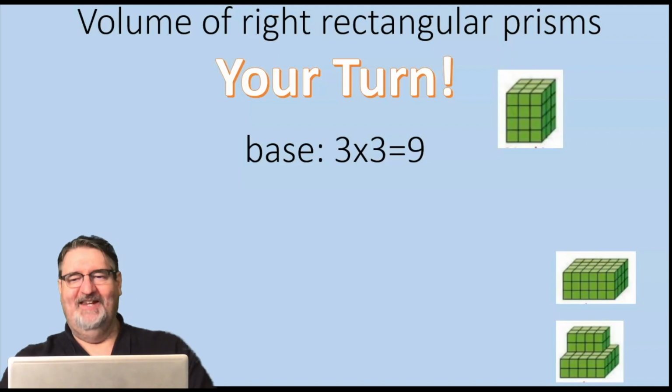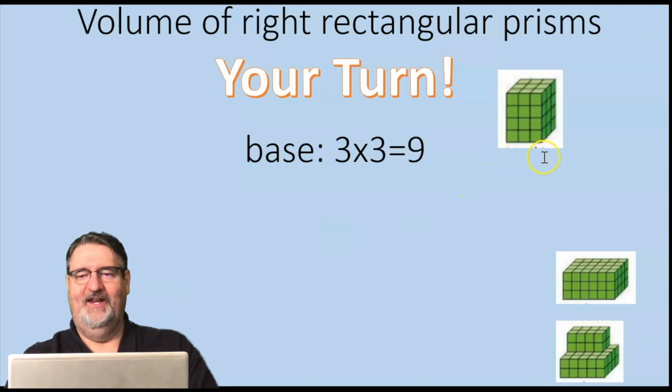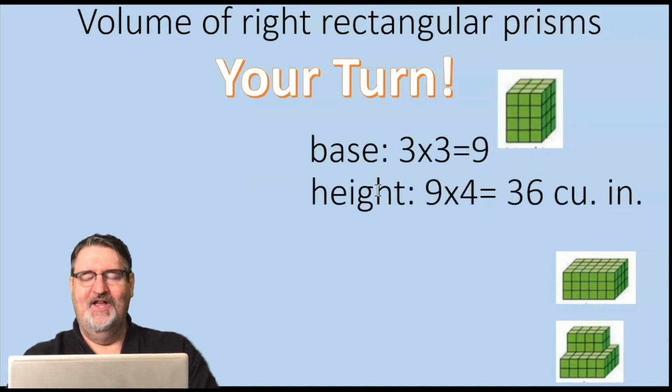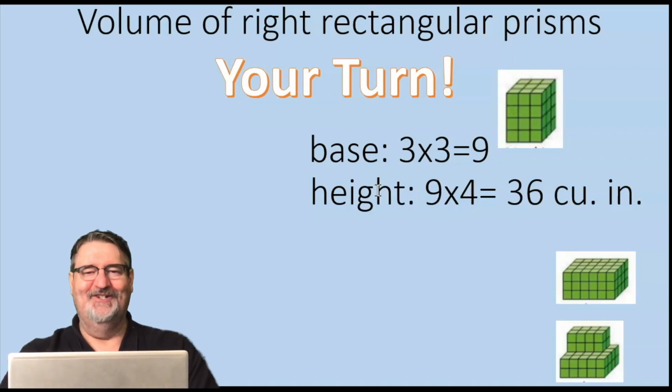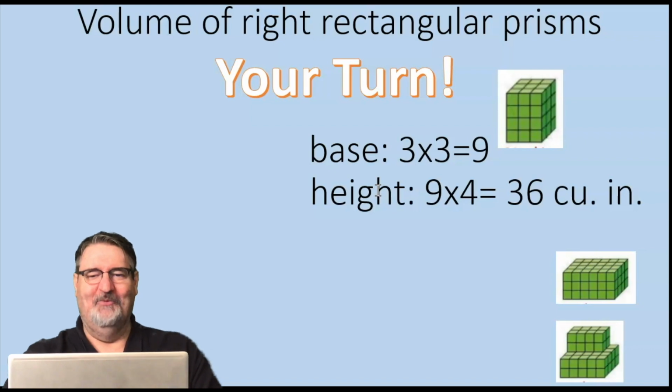All right, for the base, for the first one, we can see that it's 3 right here. We can see it's 3 right here. So we have 3 times 3 is 9. The height is 4. So we have the base of 9 times 4 is 36 cubic inches. All right, let's go into the second one.